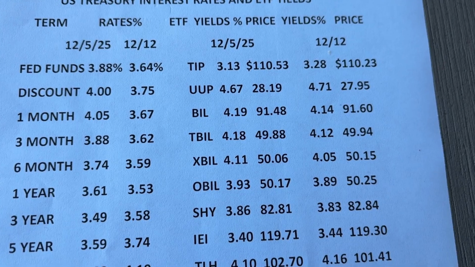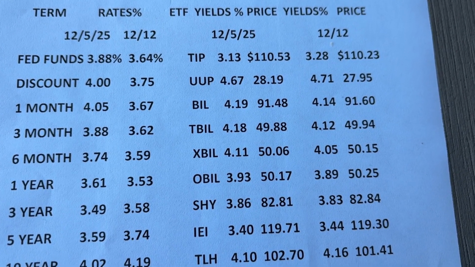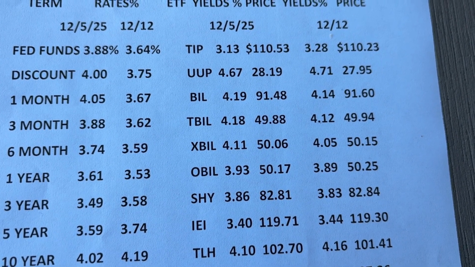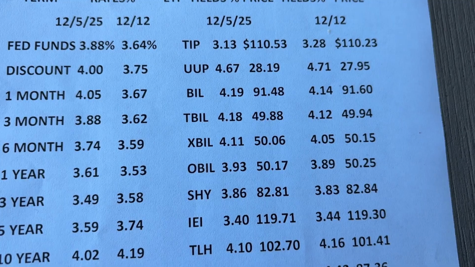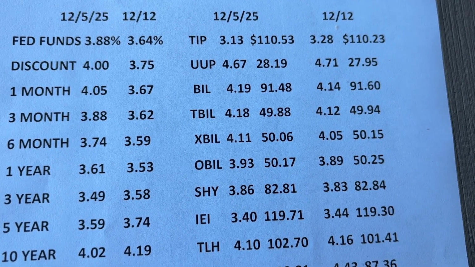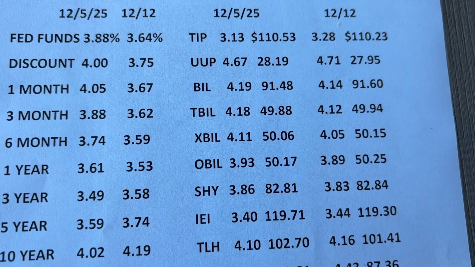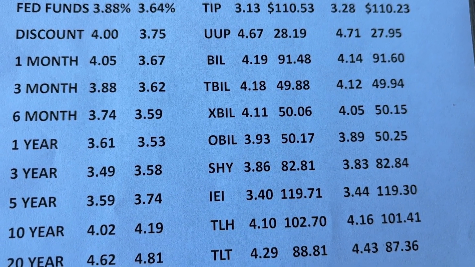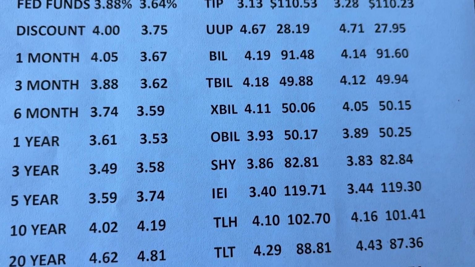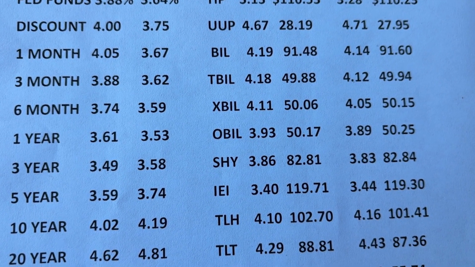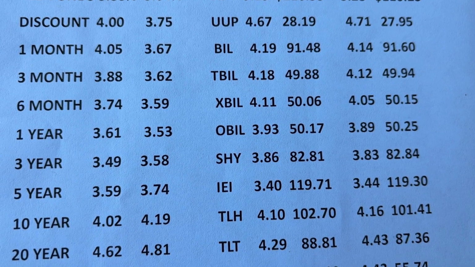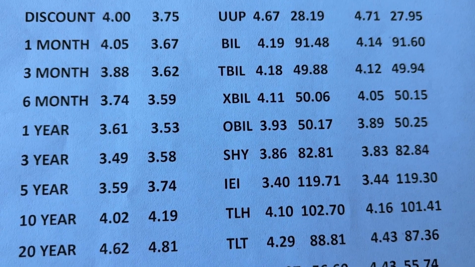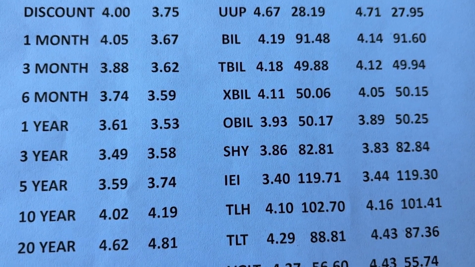And at the top here, we've got various periods of time for the Treasury yields. For example, a week ago, the 1-month Treasury yield was 4.05. The Fed made their decision, and yes, the 1-month did drop to 3.67. And the 6-month went from 3.74 down to 3.59. The 1 year fell from 3.61 to 3.53. But notice at year number 3, we no longer were experiencing declines.